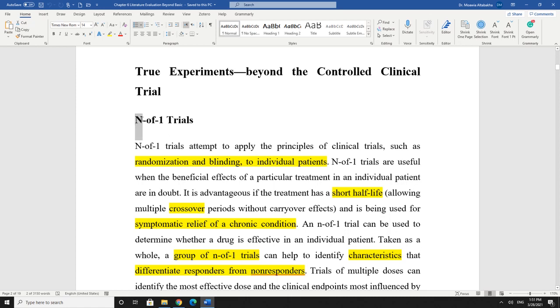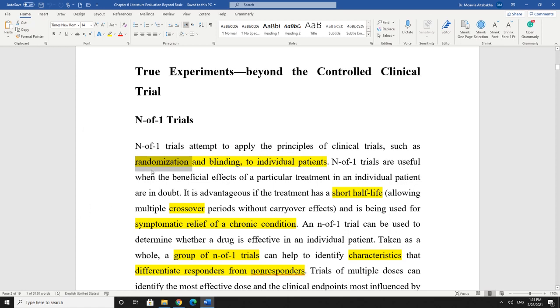Now, one of the true experiments, it's not observational. When we say true, it means it's not observational, is referred to as N-of-1 trials. And why do they call it N-of-1? The reason is it is applied to an individual patient, and it's carried out on individual patients rather than having 2 groups. Here we have 1 person, and in this 1 person we still apply randomization.